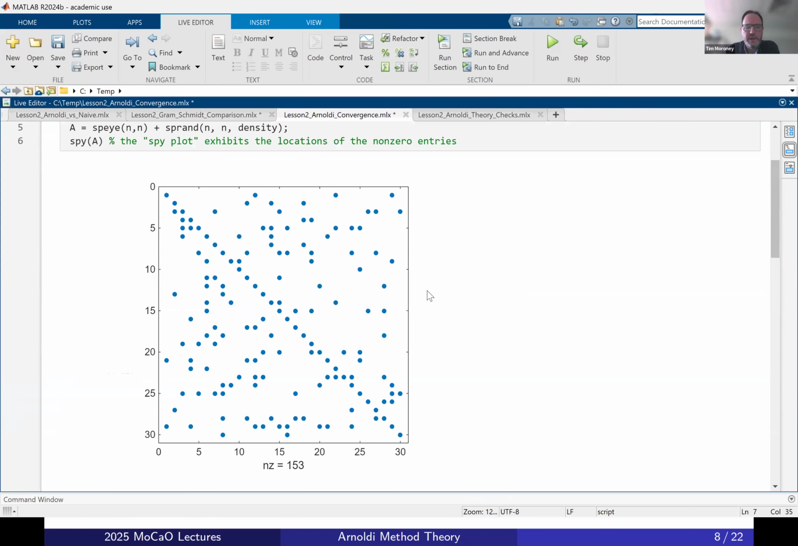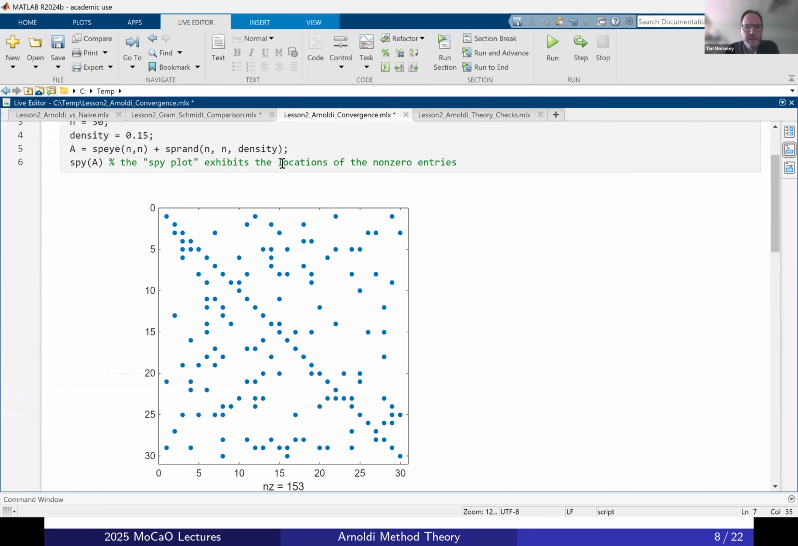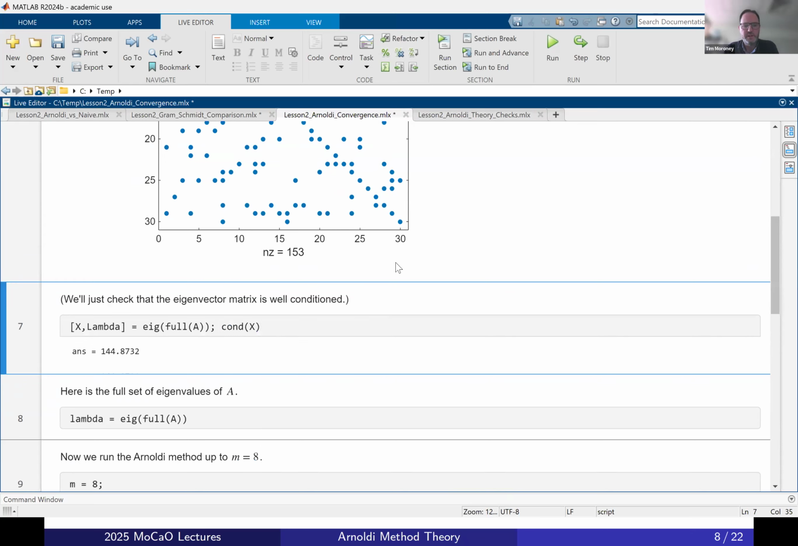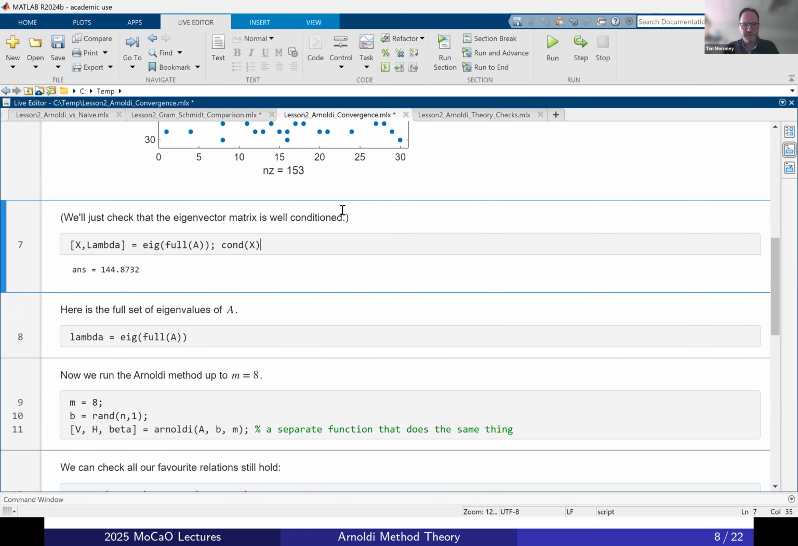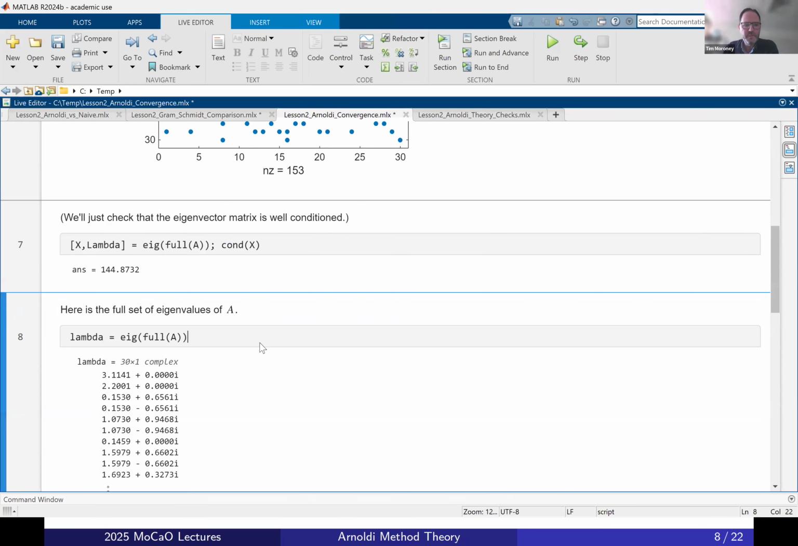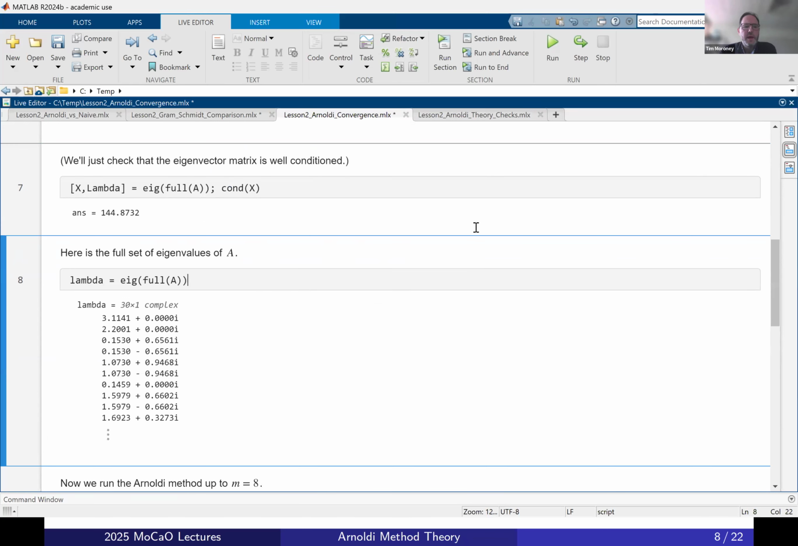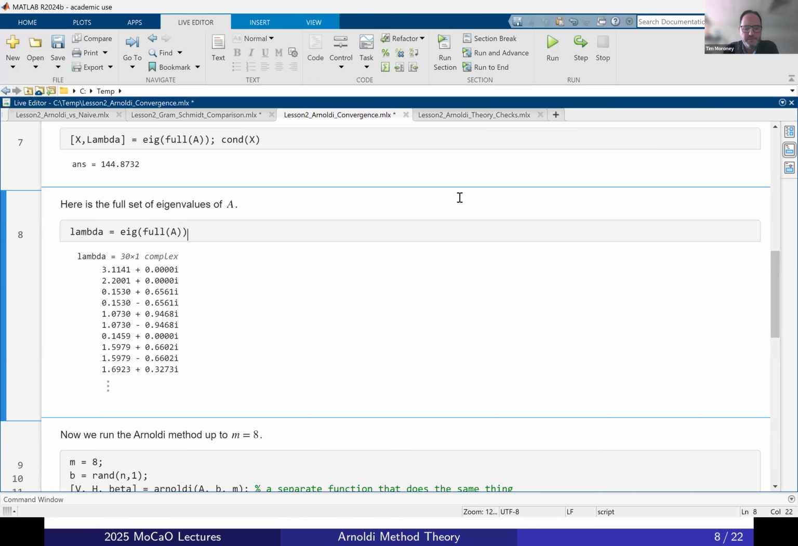Okay, so this is just a random matrix, albeit with an identity diagonal, and we're just checking everything's fine here. There's no ill conditioning of the eigenvector matrix or anything like that. This will be our test problem. And so here are the eigenvalues that we're aiming to get for this matrix. Okay, so we've got a couple of real eigenvalues here, and then a few complex conjugate pairs, another real one. Okay, fine.